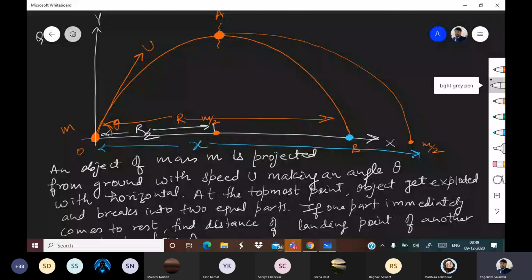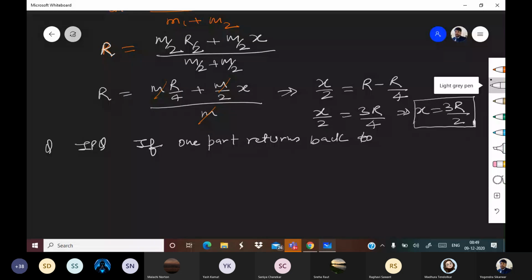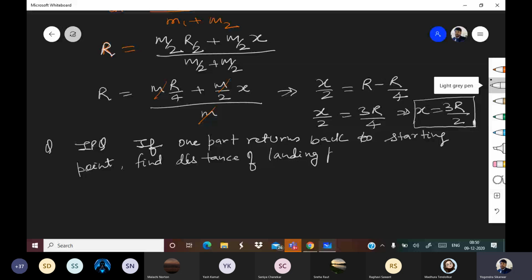Next question. If one part returns back to the starting point, find the distance of the landing point of another part from origin. Please find.